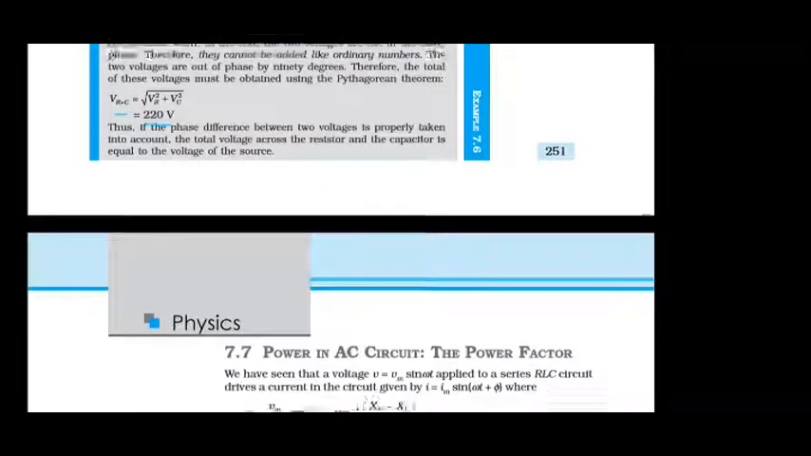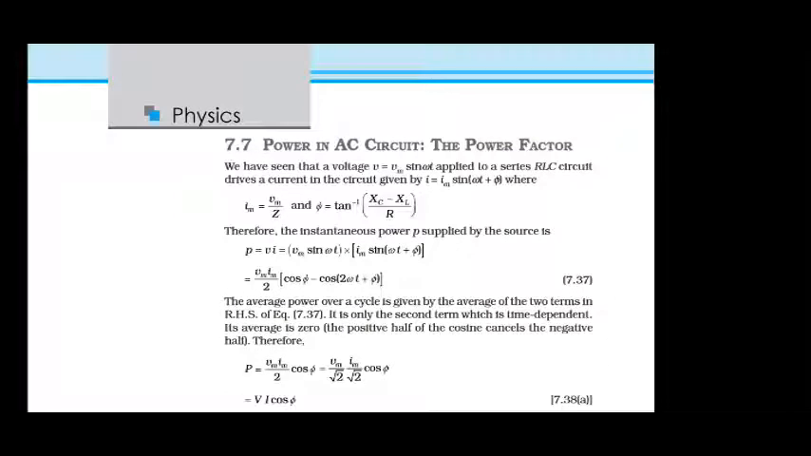So that's it for today. Let us recapitulate. Today we have studied resonance and sharpness. We derived the equations, we covered the quality factor, etc. And lastly we did a numerical based on that. In the next class, we'll go through 7.7, power in AC circuit, the power factor.